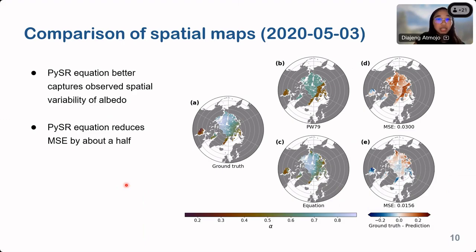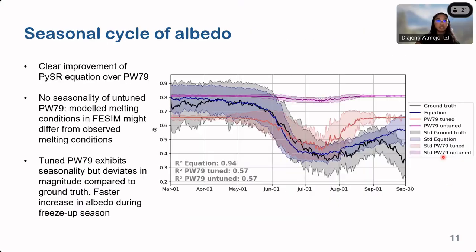Okay, now let's take a look at the spatial maps. So the first two here you already saw from the introduction. And what you see here is that the Peiser equation better captures the observed spatial variability of the albedo, as it reduced the MSE by about a half.